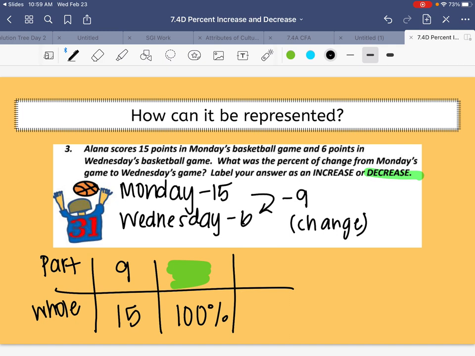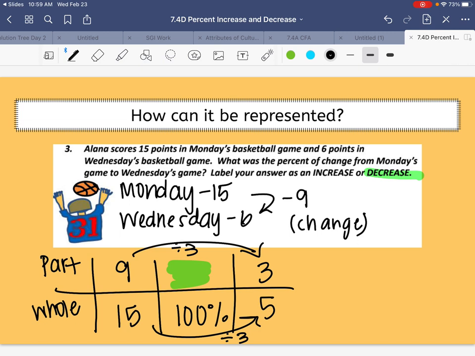Well, I see that there is not a within relationship between 9 and 15, and there is also not a between ratio or relationship between 15 and 100. So I'm going to see if I can simplify 9/15. I see that they are both divisible by 3, so I'm going to divide 9 by 3 to get 3, and then 15 by 3 to get 5. So 9/15 is equivalent or equal to 3/5.